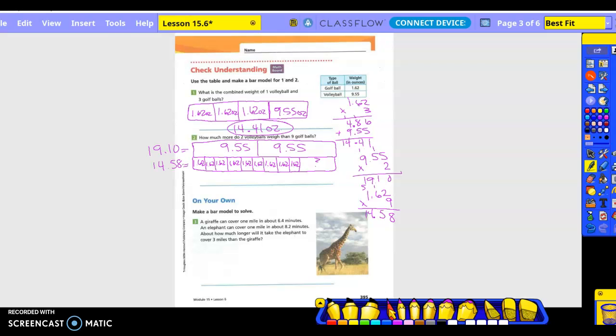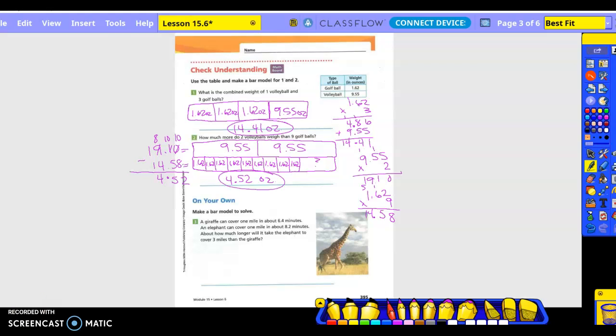So what do I need to do now? Do I need to add them? Subtract, because we want the difference, right? Bring my decimal straight down. This 0 becomes a 10. This 1 becomes a 10. This 9 becomes an 8. So 10 minus 8 is 2. 10 minus 5 is 5. 8 minus 4 is 1. So the difference is 4 and 52 hundredths ounces.